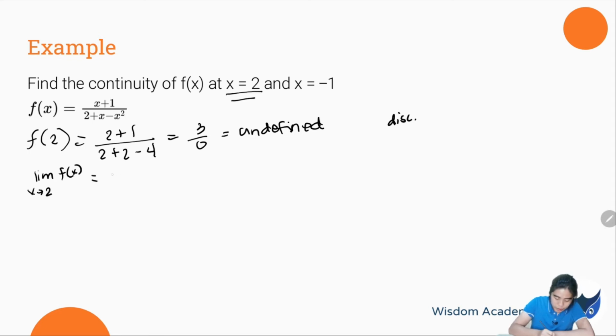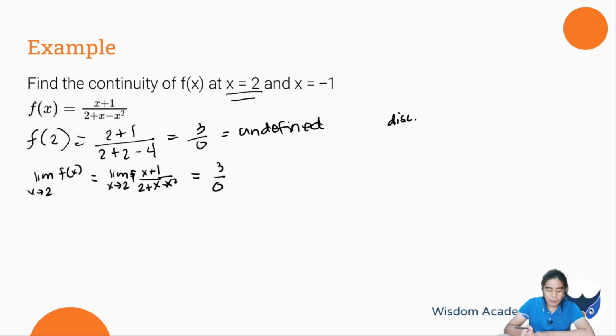So, this will be equal to, using direct substitution, so parang yung kanina lang din to, makukuha natin is 3 over 0. So, maging equal to sa infinity, pero hindi natin alam kung ano yung sign. So, we must find its one-sided limits first.